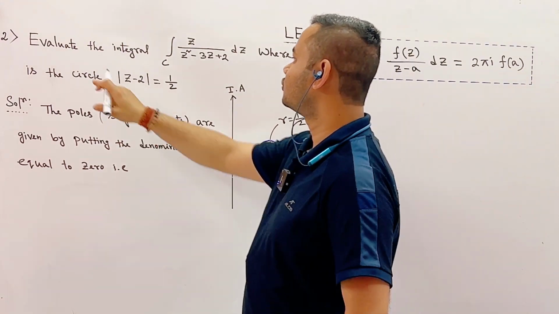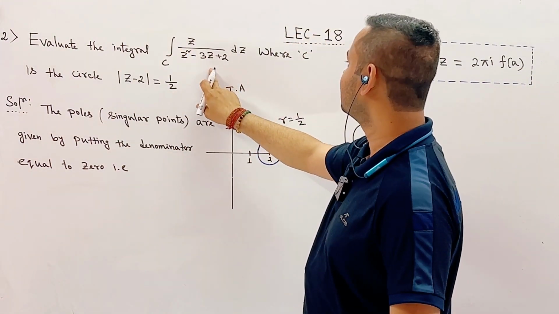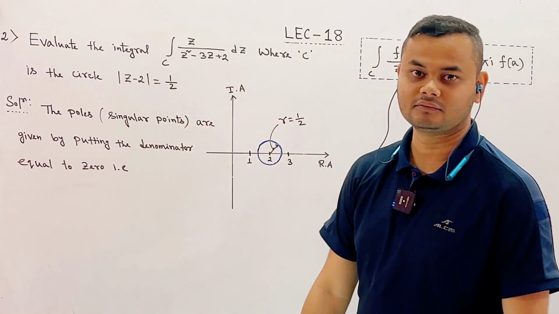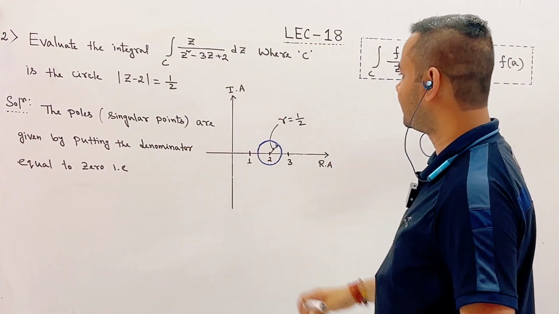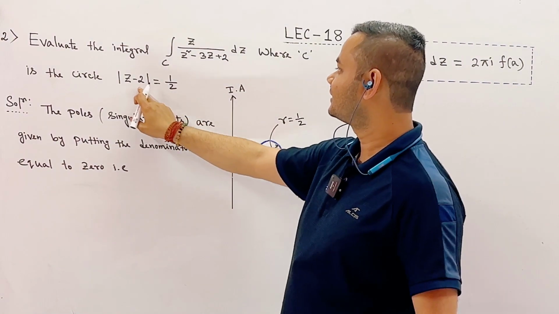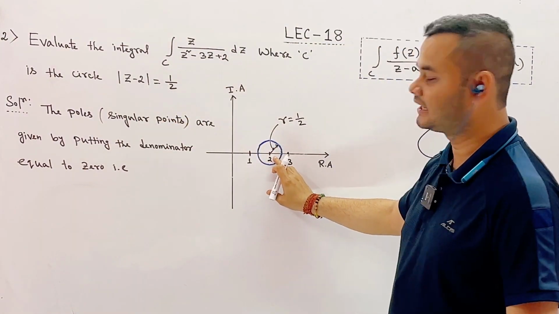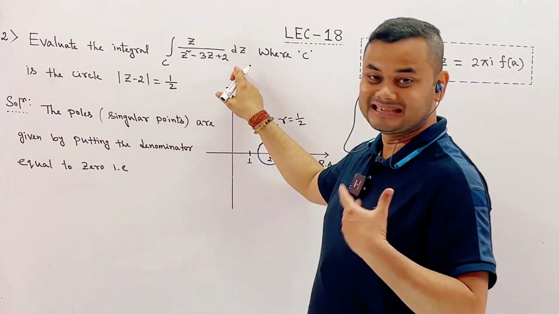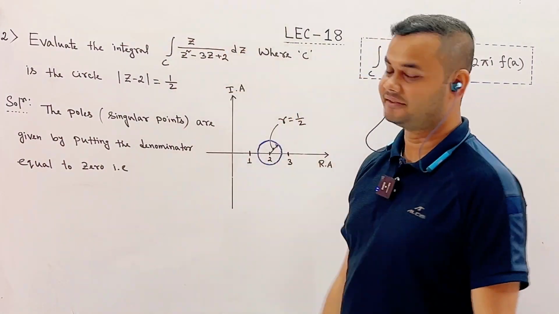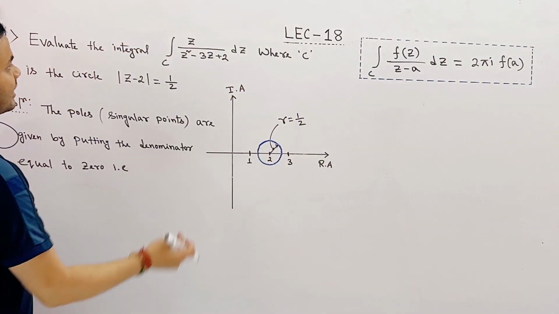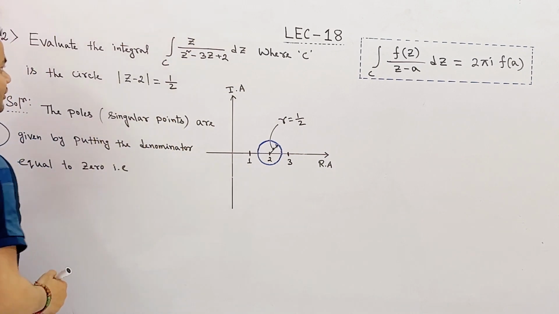According to this problem, we have to evaluate this integral where C is the circle modulus of z minus 2 equal to half. So the radius of the circle is half and the center is located at the point z equal to 2. First, let us calculate the singular points or poles of this integrand. We know the poles or singular points can be obtained by putting the denominator equal to 0.